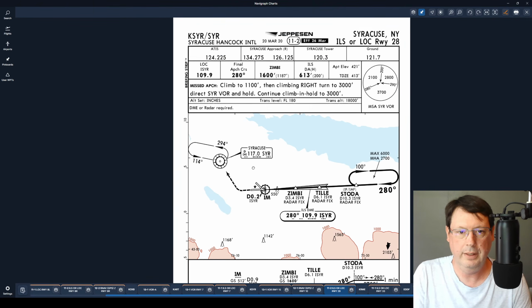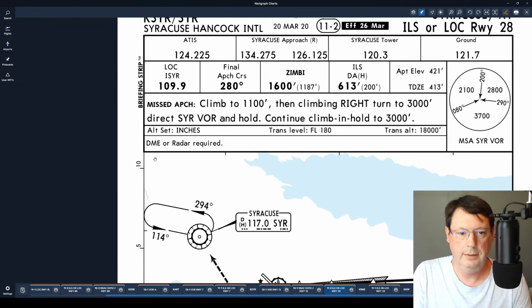Yeah, so you can see something like this, like DME or radar required, for example, and that's just something else you might need for the approach.